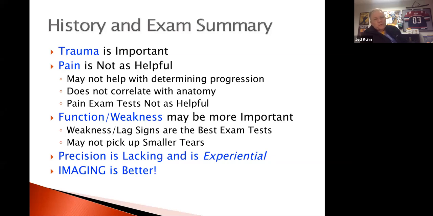Weakness, I think, is much more helpful. If you detect weakness on your physical exam, that's much more helpful in finding rotator cuff tears, particularly lag signs, but you may not pick up smaller tears because they won't have a lot of weakness. Precision is lacking, and it is experiential. The inter-observer and intra-observer agreement was better for the attending than for the fellow than for the nurse. So experience is very important here. And overall, and this is a segue into Jay, imaging is your best friend if you're looking for rotator cuff tears.